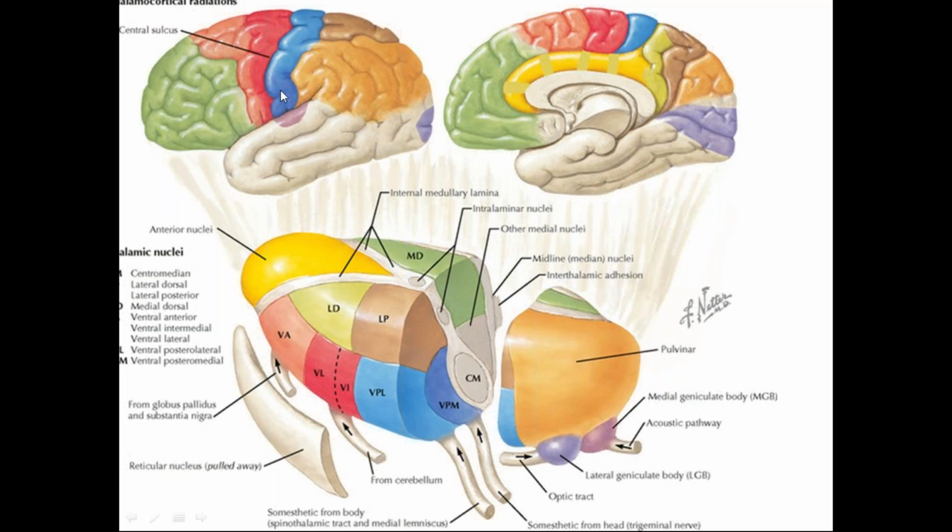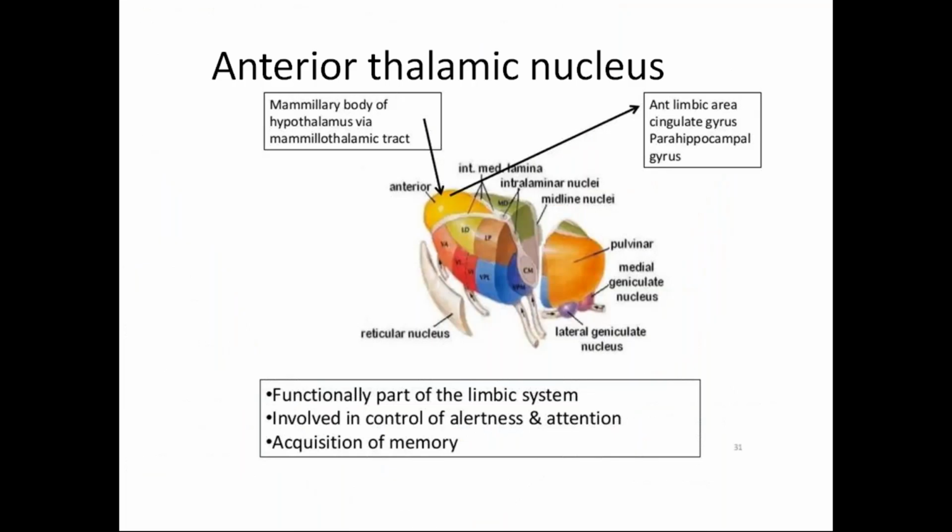So this is the central sulcus. In front of the central sulcus is the motor area. Post central sulcus is the sensory area. So accordingly, every part has its own connections.